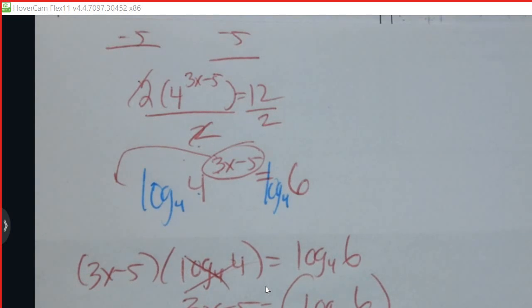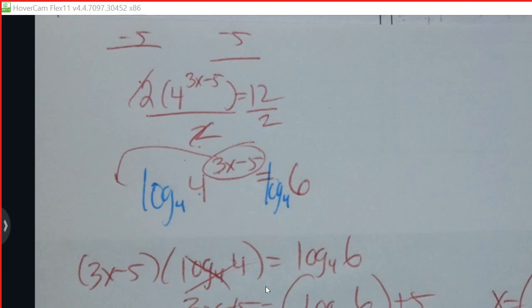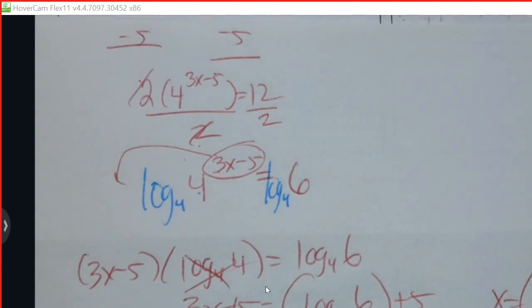Let's first just continue to try to isolate the x. I'm going to add 5 to the left and to the right. Make sure to put parentheses around here because this is one quantity. We'll add 5 afterwards and divide by 3. So x equals log base 4 of 6 plus 5, divided by 3. Now, if they ask for an exact answer, this is it. Don't change anything about that. If they asked you to round, then we're going to practice that right now.